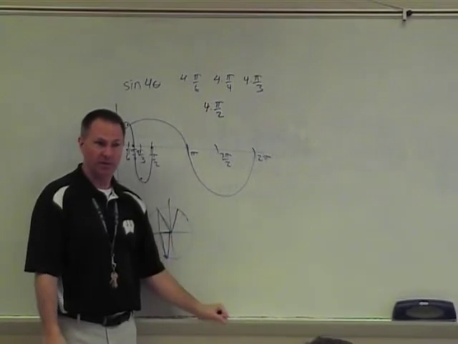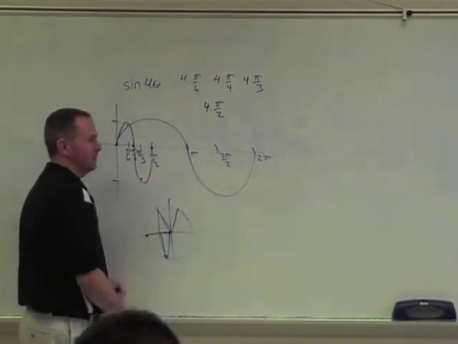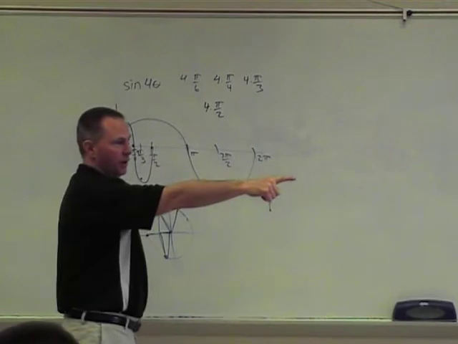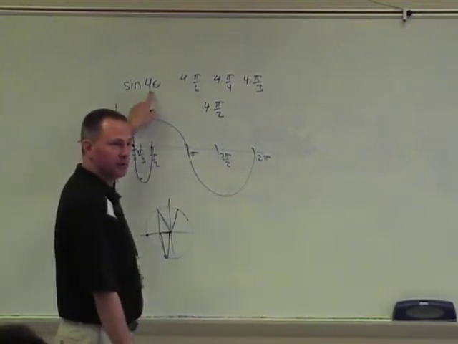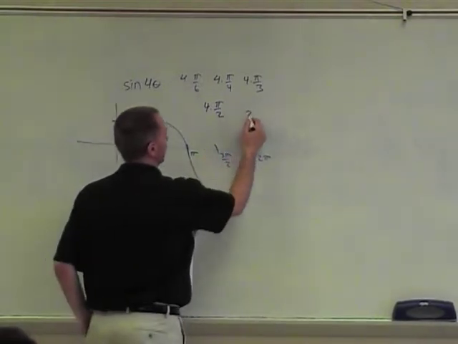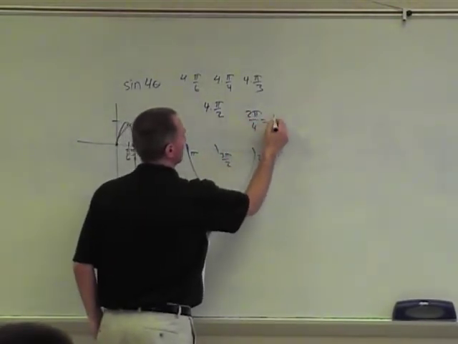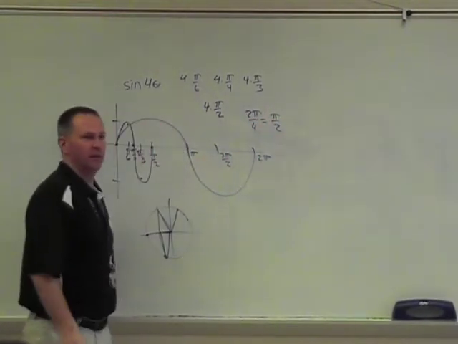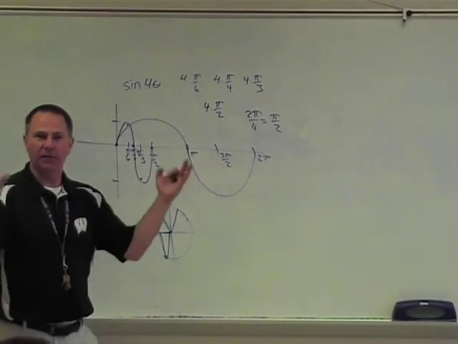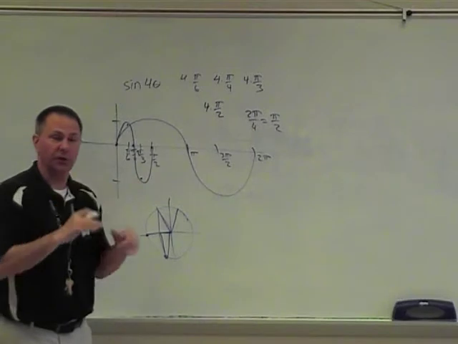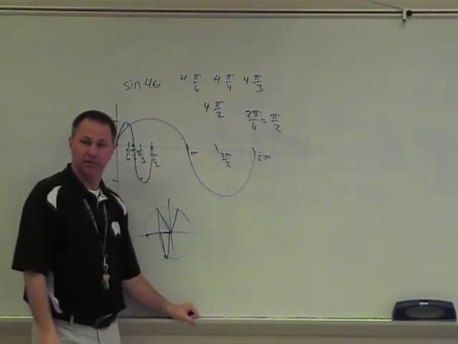It shrank, right? Shrank a lot. The period is 2 pi over the k value. The k value here is 4. 2 pi over 4 is equal to pi over 2. That's how you find how far you're going to shrink it or stretch it.